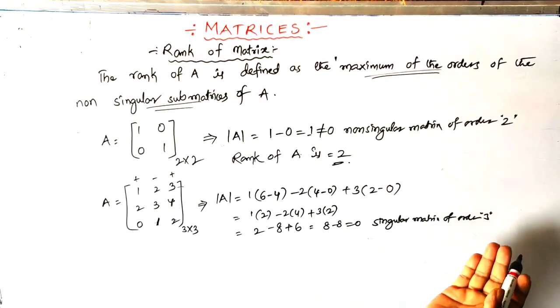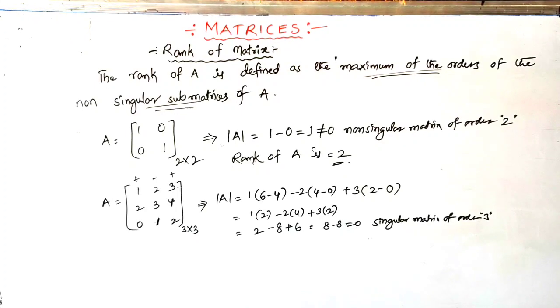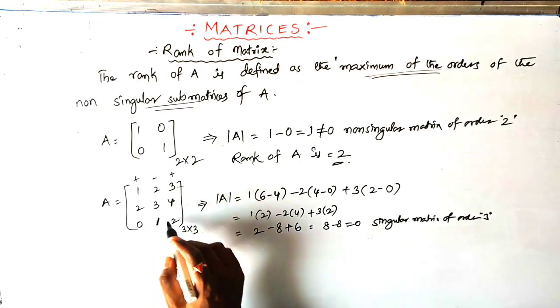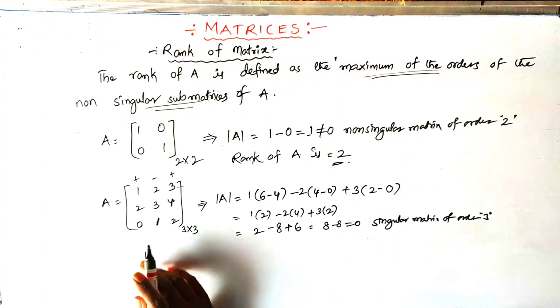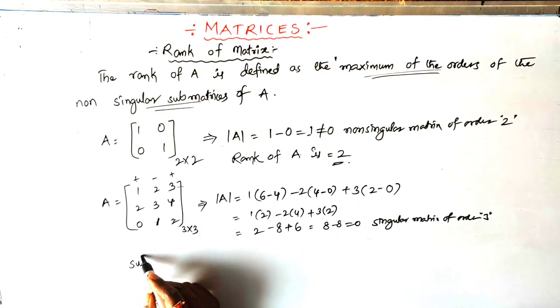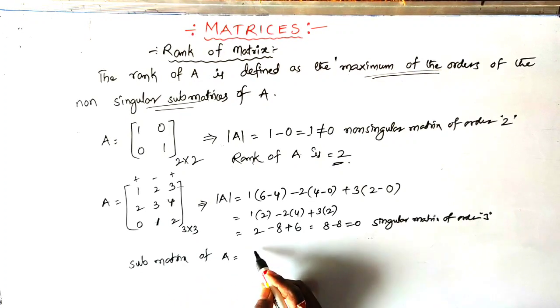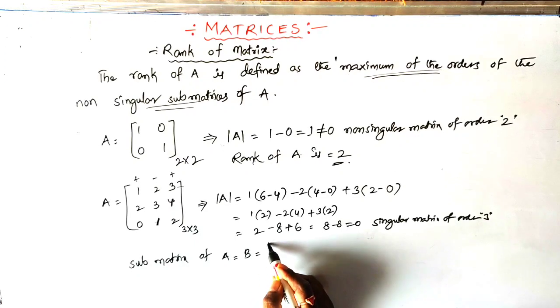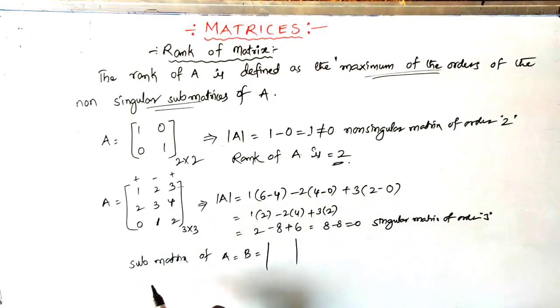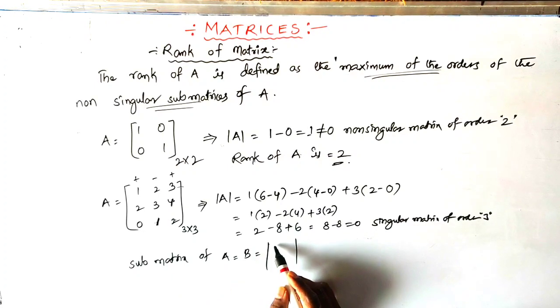Now we take a submatrix of this matrix. A submatrix of a 3 by 3 matrix is a 2 by 2 matrix. Take any 2 by 2 matrix whose value is not equal to 0. Then the rank of that matrix is the order of that submatrix, which is maybe 2 here. So we take any submatrix of A, call it B, by deleting any row and column, so that we get a square matrix.